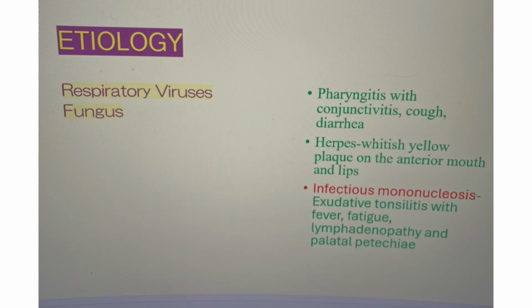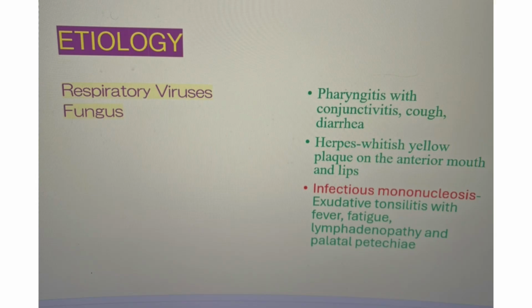Then there is the Epstein-Barr virus, which can cause infectious mononucleosis, an important diagnosis we shouldn't miss in the outpatient setting. There will be exudative tonsillitis with fever, fatigue, and lymphadenopathy. Mostly you can see the posterior cervical nodes, so the neck will be enlarged, and palatal petechiae. If HIV infection is causing the pharyngitis, there will be all the symptoms of infectious mononucleosis, but also myalgia, photophobia, and lymphadenopathy.